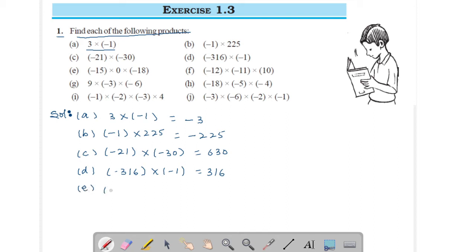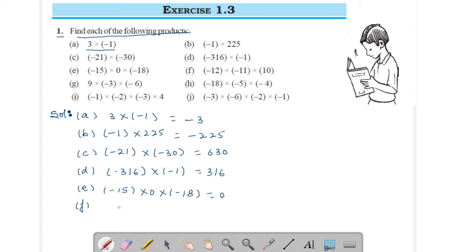It is minus 15 into 0 into minus 18. If you multiply any number by 0, what will you get? 0. Therefore, the product of minus 15 into minus 18 multiplied by 0, you will get 0. This is your answer. Then F part.